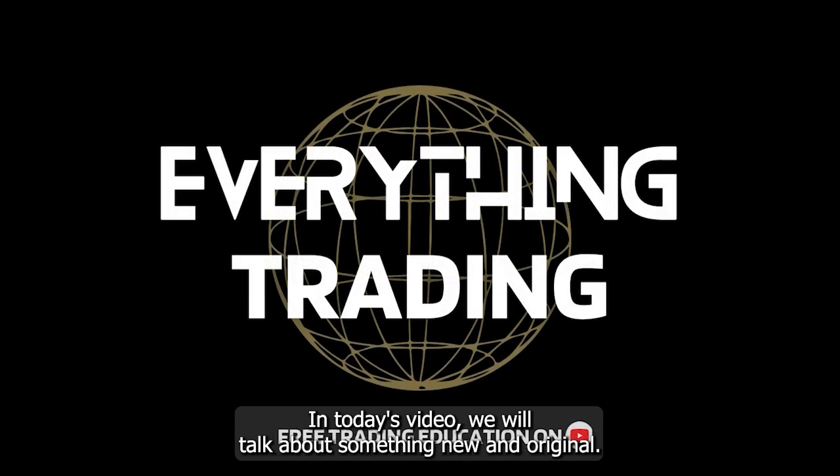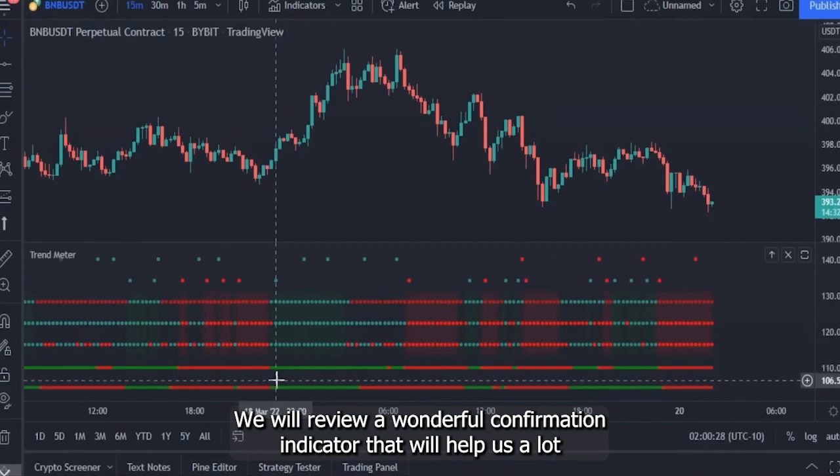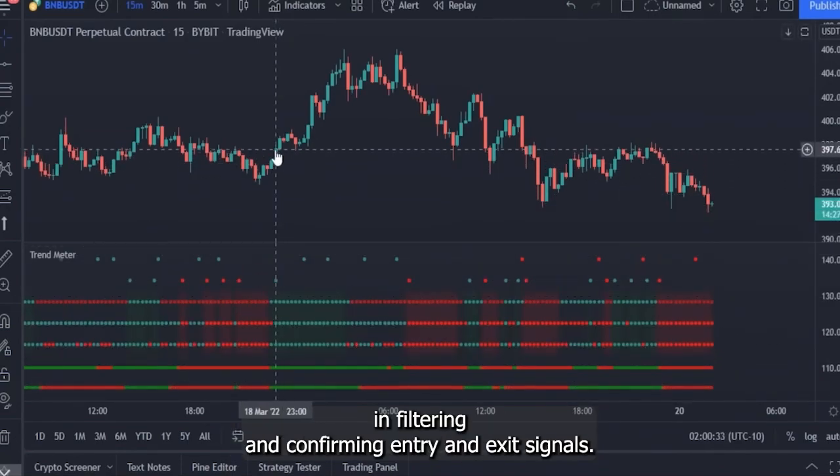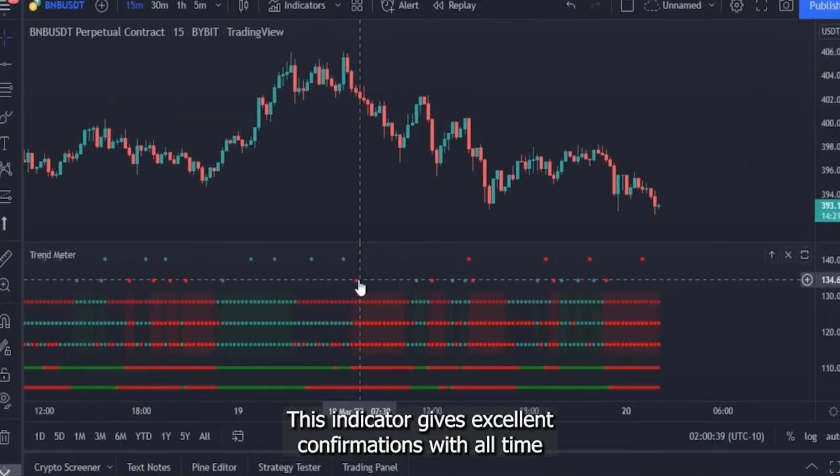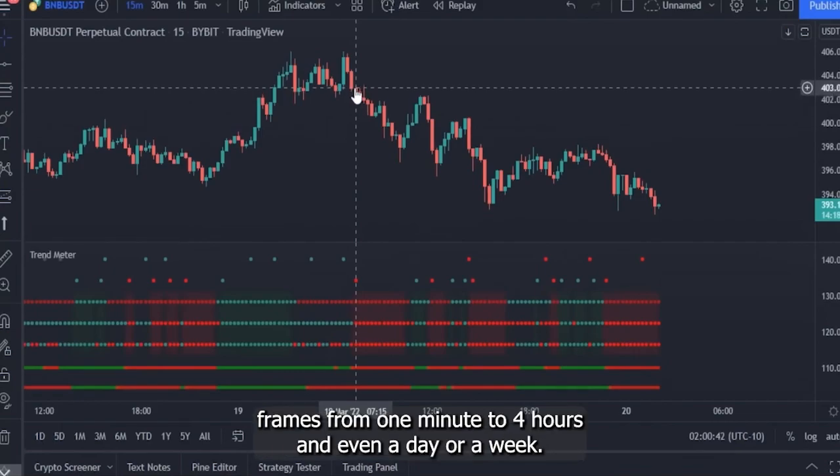In today's video, we will talk about something new and original. We will review a wonderful confirmation indicator that will help us a lot in filtering and confirming entry and exit signals. This indicator gives excellent confirmations with all time frames from 1 minute to 4 hours, and even a day or a week.